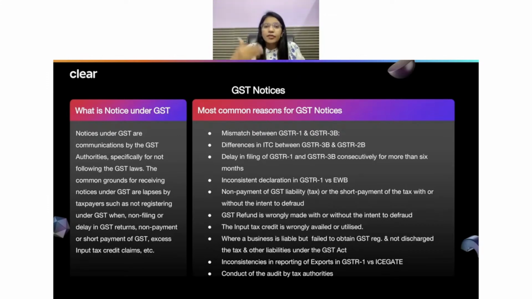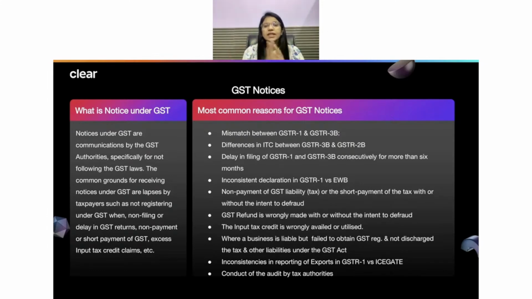Why? Obviously, it is upfront. If I'm saying that I have to pay 1 lakh as a liability, but I have reported just 80,000 in my GSTR-3B, then there is a problem. The department will ask you why there's a difference of 20,000, and you should actually pay 20,000 along with the interest. So one common reason is a discrepancy between GSTR-1 and GSTR-3B. In that case, they will always raise a notice because it's upfront.